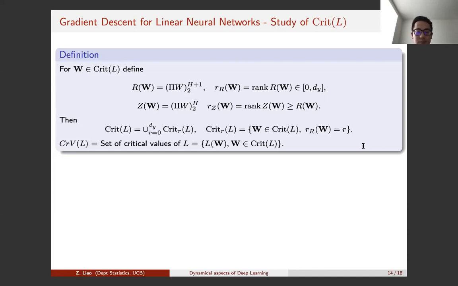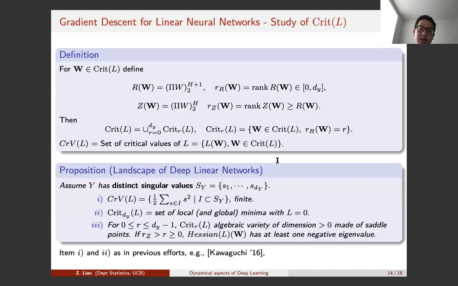And we're going to decompose the set of critical points according to the rank of our R matrix, okay? And then we'll denote the set of the critical values of the loss function, so the value of the loss function for W that belongs to one of the critical points. Then we have the following results, which describe the landscape of deep linear neural networks, okay? So assume that the target has distinct singular values, then we know a precise description of the set of critical values of the loss function.